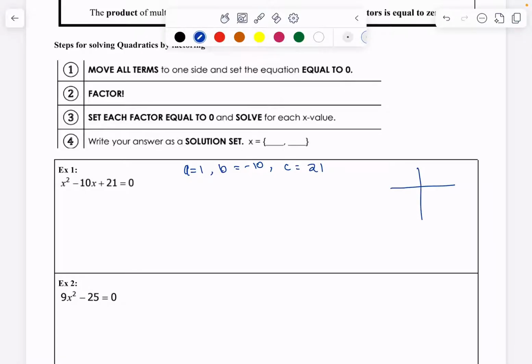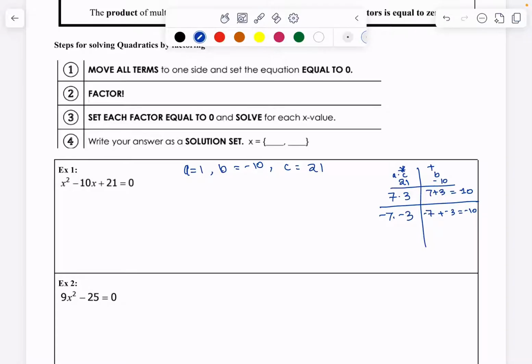And then after that, we make our table, 2 numbers that multiply to A times C, which is 21, and add up to negative 10, which is our B value. And the numbers that is going to give us is 7 times 3. It multiplies to positive 21, but it adds up to a positive 10. So we don't want that. We need a negative 10. So we're going to make sure that we turn both of them into a negative, because negative times a negative is positive, which does add up to a negative 10 for us.